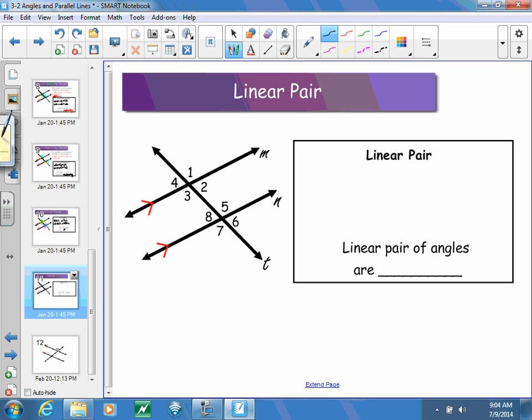Linear pair, a reminder about that. We won't use this one a lot, but it's a friendly reminder here. A linear pair is when you have two angles that are adjacent and they are supplementary to each other. So we're talking about 4 and 1, 1 and 2, 3 and 2, and then also 4 and 3. Those are our linear pairs. And linear pairs of angles are supplementary.